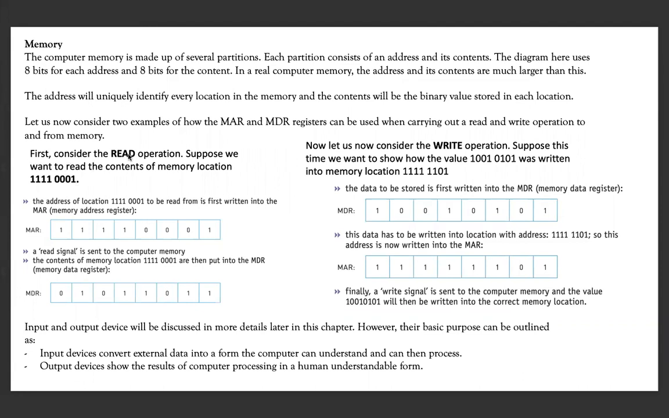First, consider the read operation. Suppose we want to read the contents of a memory location. This is the memory location I want to read contents from. So obviously, if this is the address, this address will belong in the MAR. As you can see here, MAR has the nibble 0001, just like this.